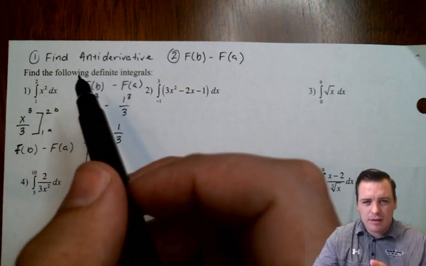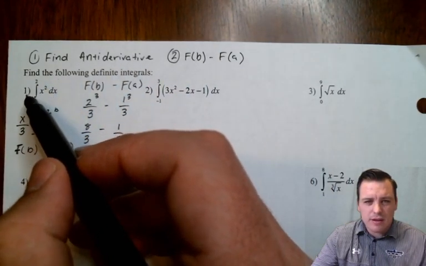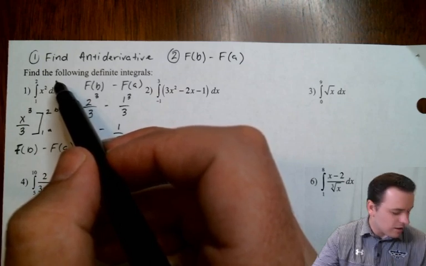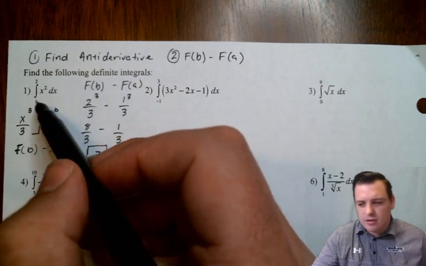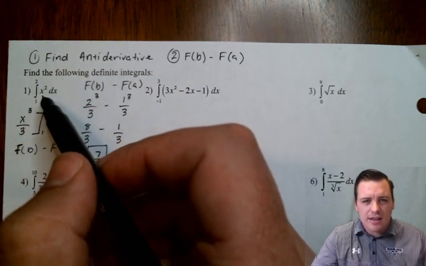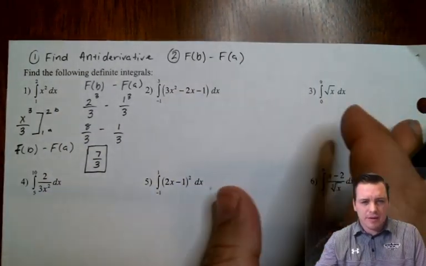Okay? Again, fundamental theorem of calculus is saying that finding the area under the curve and finding a derivative are inverse operations. So we take the antiderivative in order to find the area under the curve. Then do f of b minus f of a.